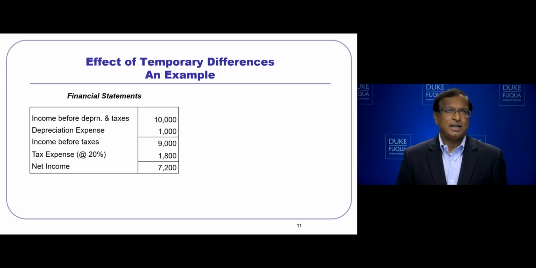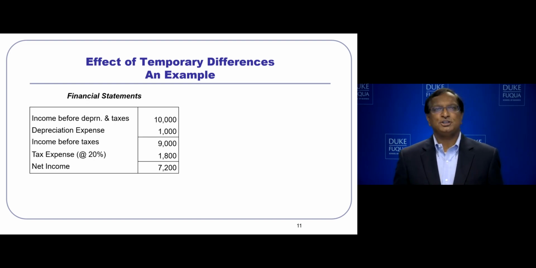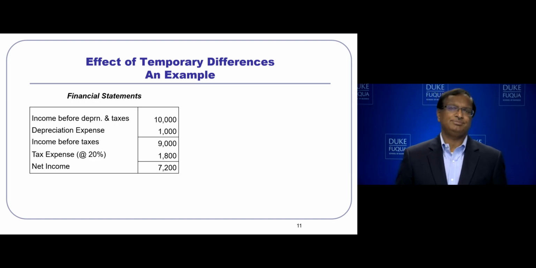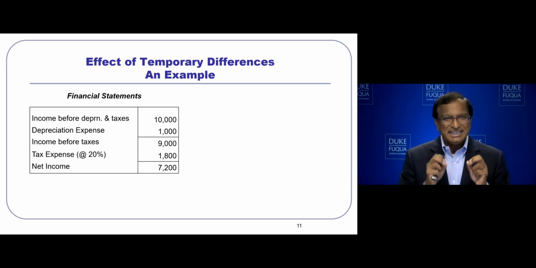Let's take a financial statement where the income before depreciation and taxes is $10,000. And let's say the depreciation amount is $1,000. So the income before taxes is $9,000, and let's say the tax rate is 20% to keep it simple. So the income tax expense is $1,800. By that, the firm economically owes the tax authorities $1,800.